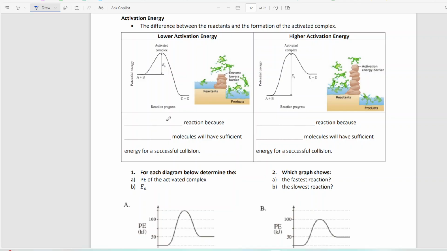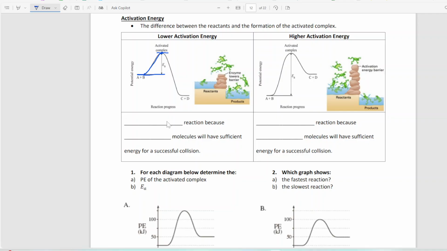The activation energy is the difference between the reactants and the formation of the activated complex. So the potential energy is the amount of energy that needs to be gained to form an activated complex. So in your diagram, it always goes from reactants up to the energy level of the activated complex. Okay? And that is your activation energy.